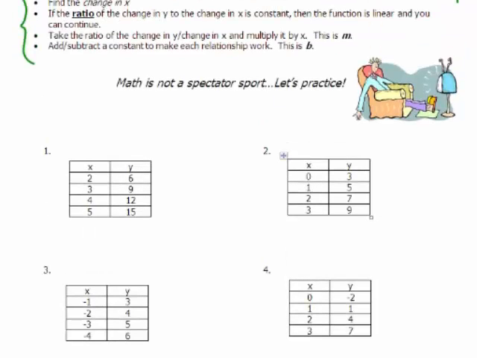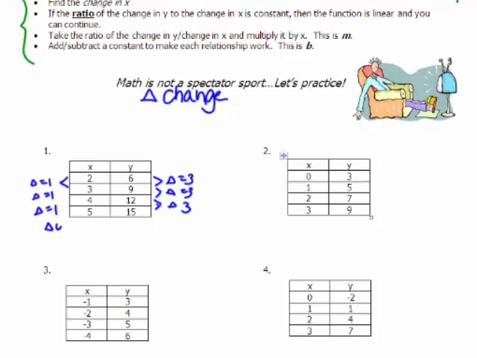So the first thing it tells us to do is find the change in y. And when I say change, I'm going to use the Greek letter delta for change, and you will see that used in math and in science. So the change is 3, the change is 3, and the change is 3. Then it says to find the change in x. So the change is 1, the change is 1, and the change is 1. Then it says to find the ratio of the change in y to the change in x. So that's 3 to 1 in all cases.